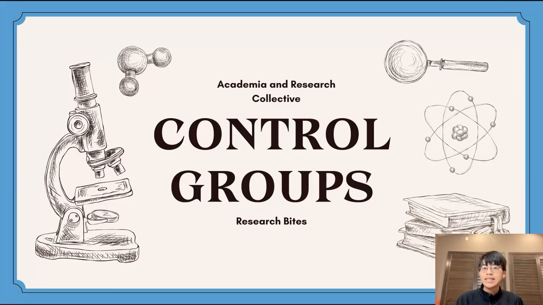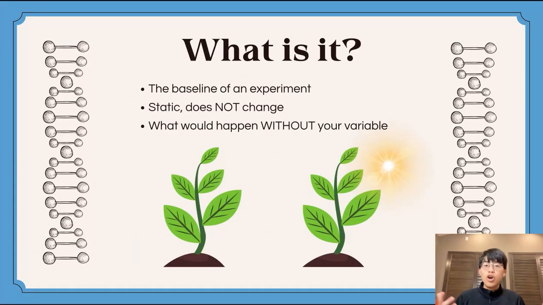Now, control groups are a necessary part of any experiment, and so let's get straight into it. First of all, what is it? Well, a control group is the baseline of the experiment. It's something that is static and does not change, and basically what you're trying to do is see what would happen if you did not have your variable. What I mean by variable is the thing that you're actually testing.